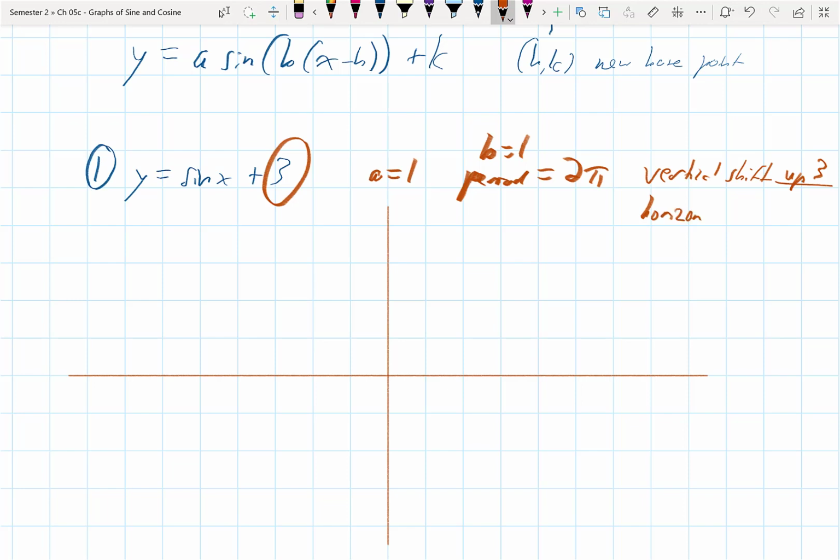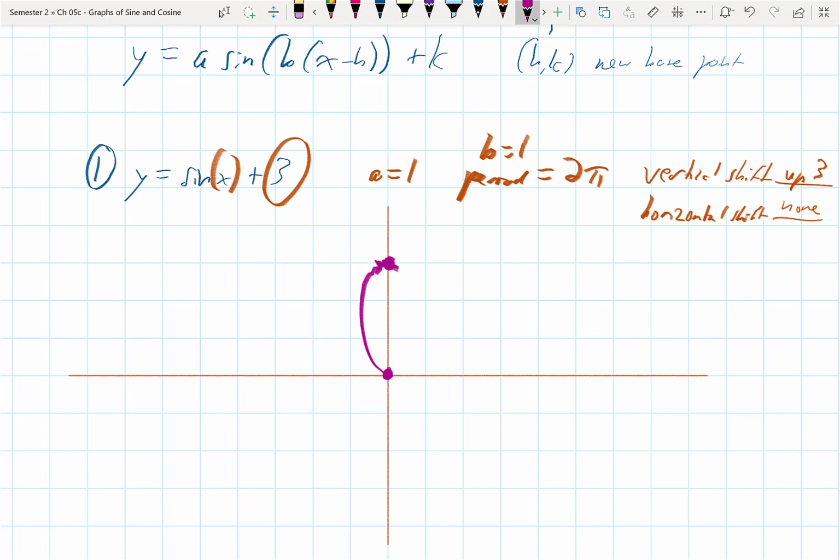And then the horizontal shift is affected by a value that would be in here. So there is none. There's no horizontal shift. So vertical shift means that this point that was the origin is going to go up 3 units to that new point.